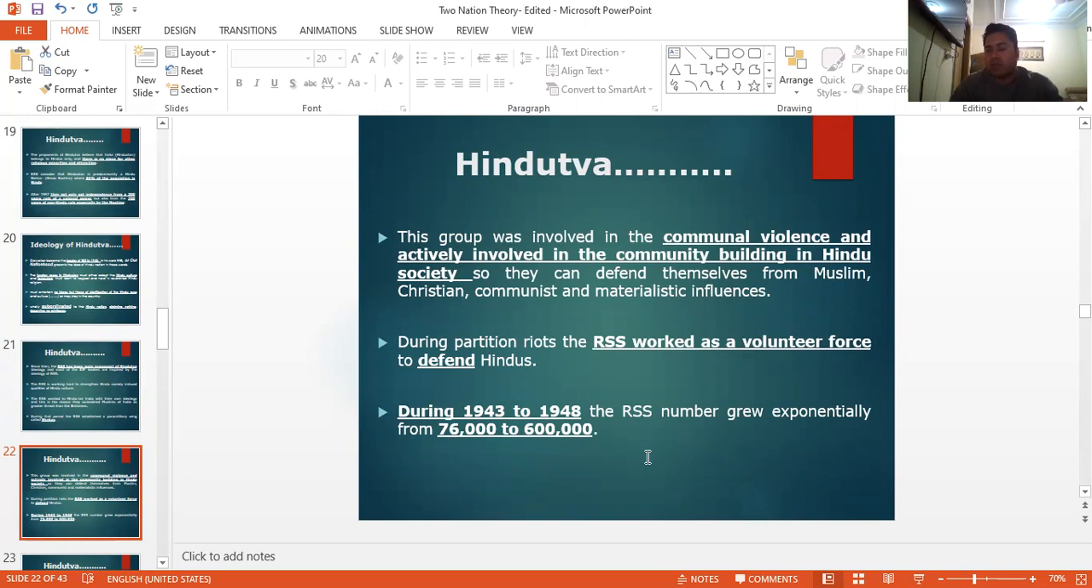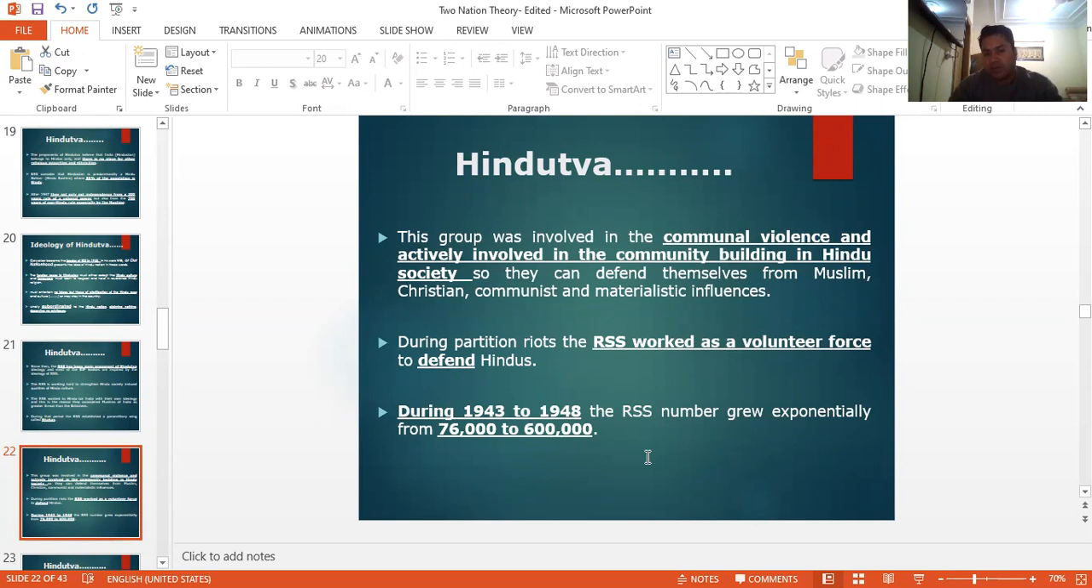This group was involved in communal violence and actively involved in community building in Hindu society, so they can defend themselves from Muslims, Christians, communists, and materialistic influences. So this is what they have been doing. As I told you before in the previous slide as well, they were involved in heinous crimes. Most of the communal violence was carried out by these people. In modern history, you can see the Gujarat riots, Malegaon, and many other places in which they carried out brutal acts against the Muslims, Sikhs and other minorities in the area.